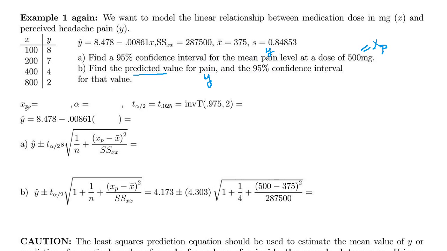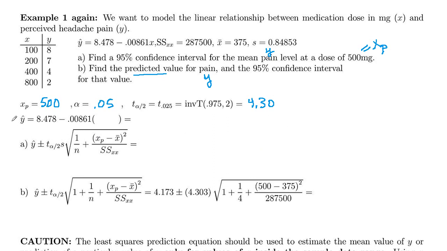So again, our x sub p here is 500. We're doing 95% confidence, so our alpha is 0.05. And so our t alpha over 2, half of 0.05 is 0.025. That's the right area. So the left area, 0.975. So we do inverse T of 0.975, comma 2. And we've done that one previously. That's 4.30.